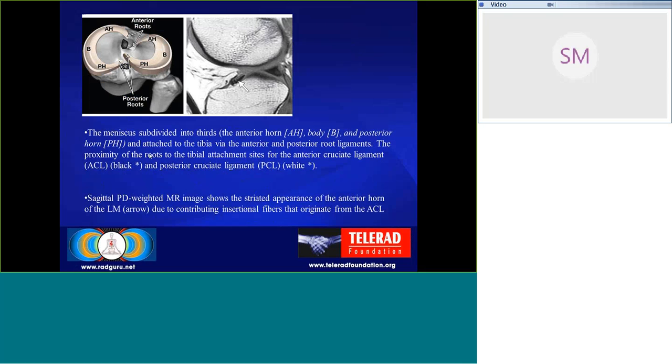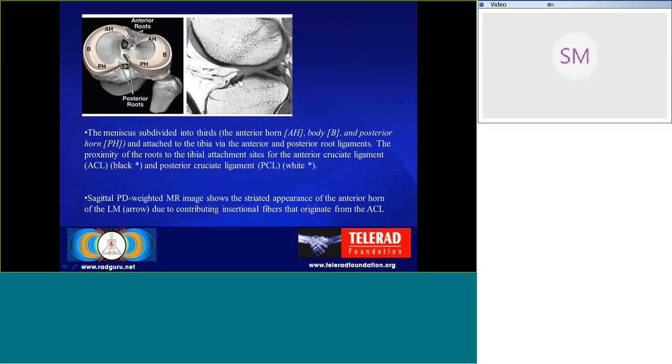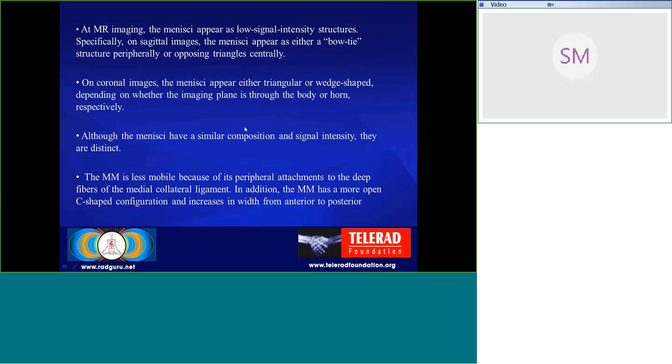And this is a sagittal PD weighted MRI image. It shows a striated pattern of the anterior horn of the lateral meniscus, which is due to contributing insertional fibers that originate from the ACL. At MR imaging, the menisci always appear as low signal intensity structures. Especially on sagittal images, the menisci appear in a bow-tie pattern.